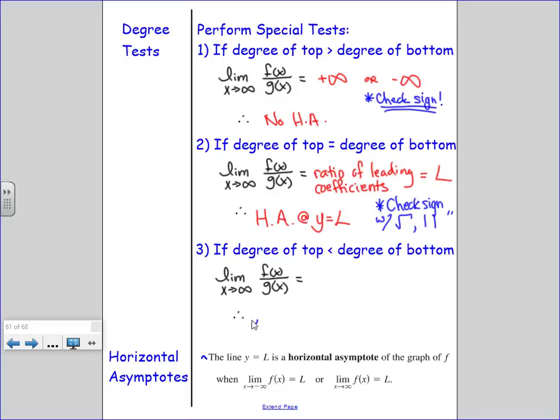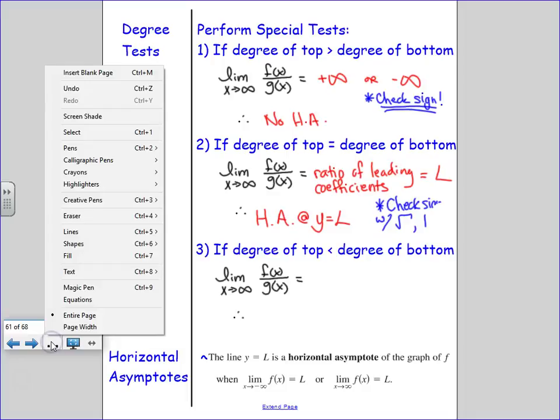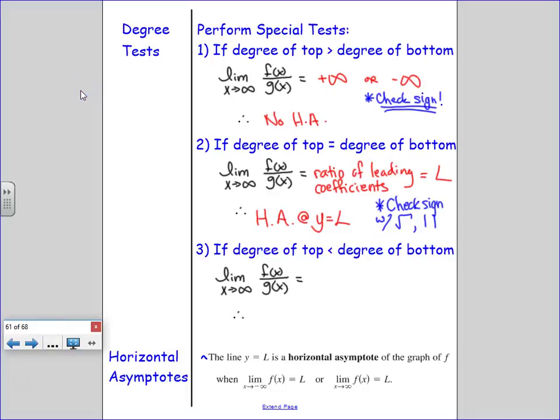But when you have square roots or absolute values, why did I put a quotation? I don't really know. We'll put parentheses. Struggle. It's okay, I got it. If you have square roots or absolute values, you have to check the sign then as well.